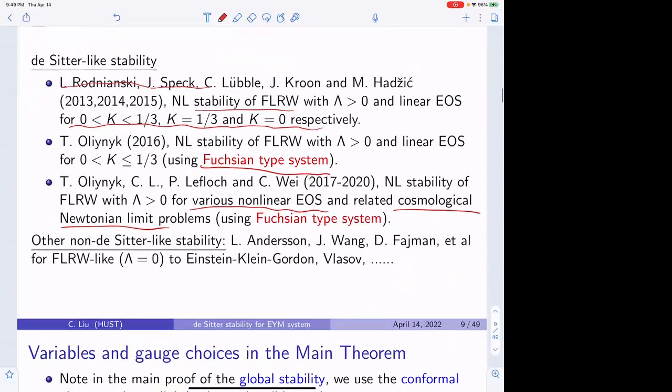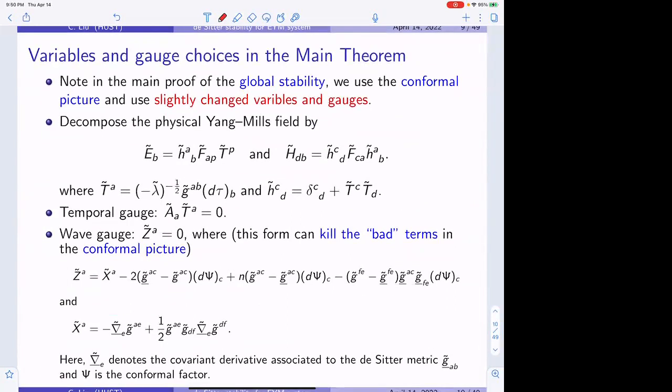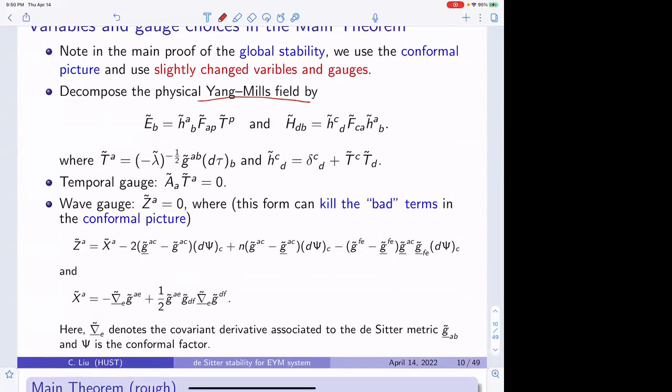There are also some other non-de Sitter-like stability results, but there are too many works to list. Maybe let's just go to our main theorem. But before the main theorem, we have to introduce some variables to state our theorem. In our theorem, we will use the 3+1 decomposition of the Yang-Mills field. We use the time direction defined by this one. Then we decompose the Yang-Mills field F into the time direction part, and we call this variable E tilde, and the part of F projected to the hypersurface, we call H tilde.